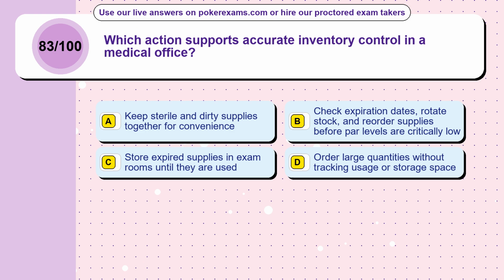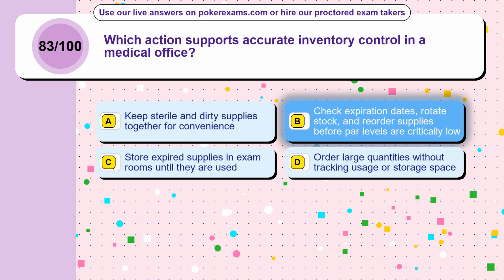Question 83. Which action supports accurate inventory control in a medical office? Option A. Keep sterile and dirty supplies together for convenience. Option B. Check expiration dates, rotate stock, and reorder supplies before par levels are critically low. Option C. Store expired supplies in exam rooms until they are used. Option D. Order large quantities without tracking usage or storage space.